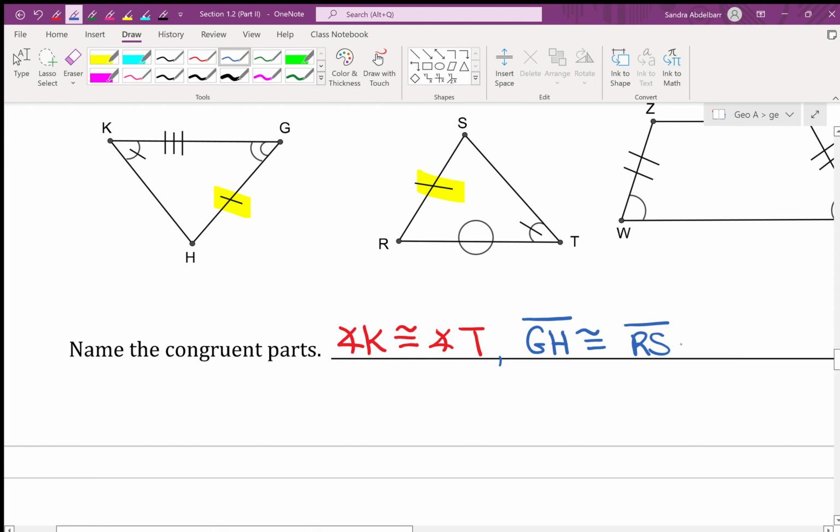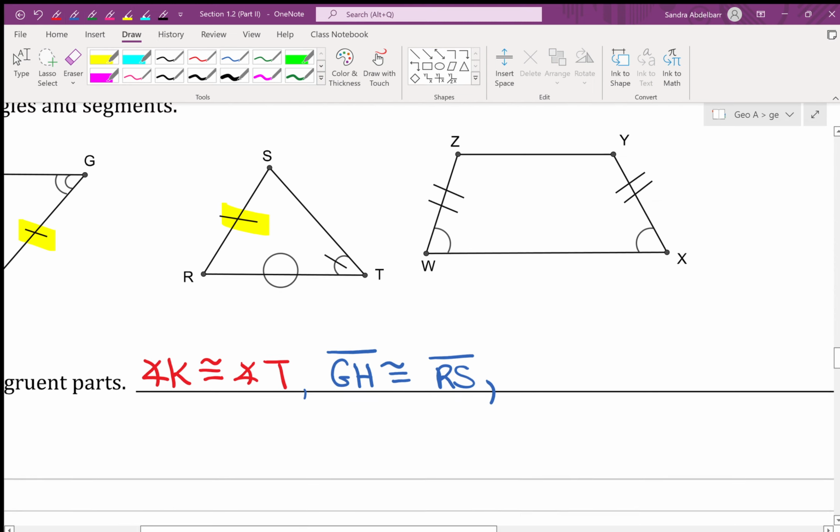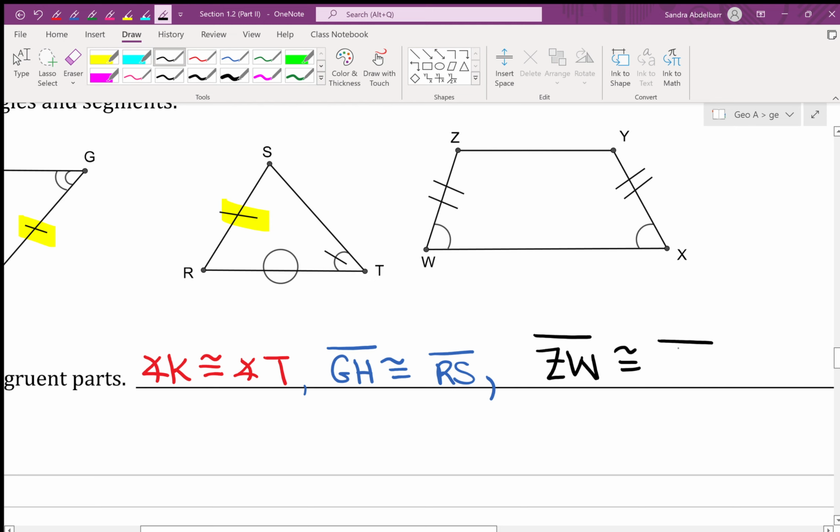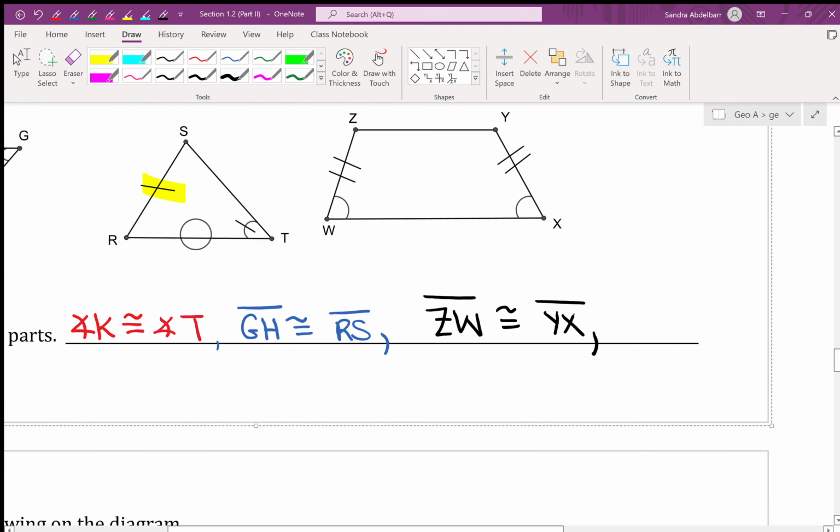Now let's go to the trapezoid looking thing. Can anybody tell me what's congruent in the shape that looks like a trapezoid? Jerry, give me one thing. Segment ZW is congruent to segment YX. Excellent. Sam. Angle W and angle X. You got it. Angle W is congruent to angle X.